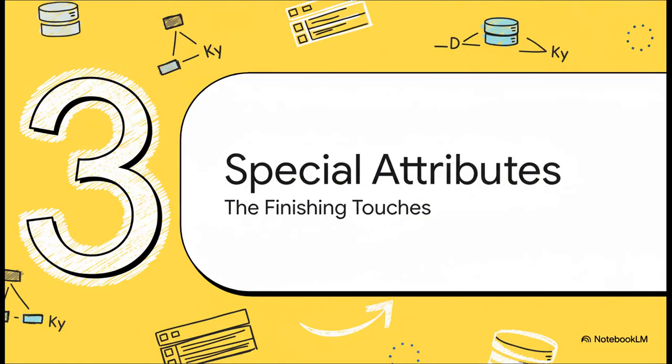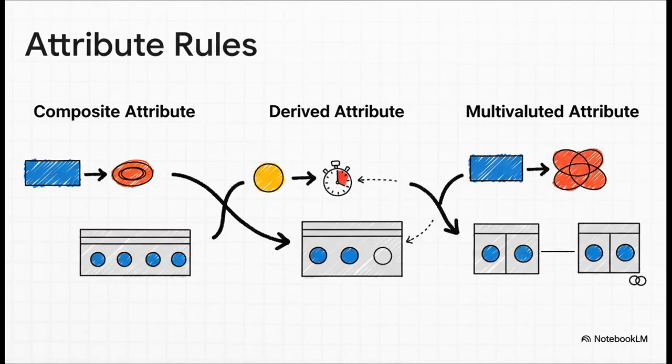All right, we've definitely covered the big pieces of the puzzle, but ERDs can have some other, more nuanced types of attributes. So let's quickly go over the finishing touches and how to handle these special cases. So, here are the three main types and the rules. First, for composite attributes like an address, you don't make one address column. Nope, you break it down into its pieces: street, city, zip code.